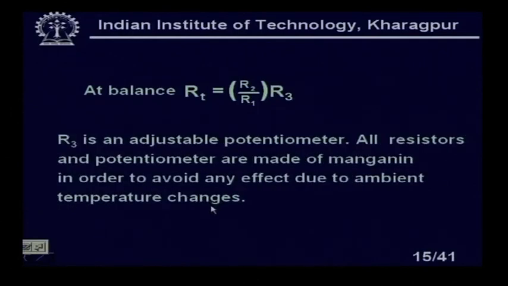R3 is an adjustable potentiometer. All resistors and potentiometers are made of manganin in order to avoid any effect due to ambient temperature change. You know, manganin has the lowest temperature coefficient of resistance. So, we always choose it to avoid any ambient temperature change, right.